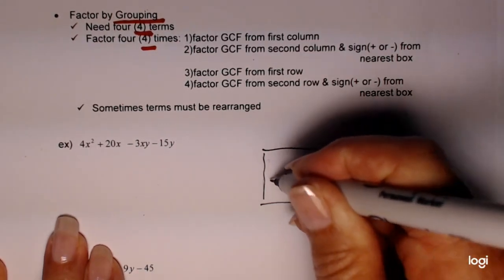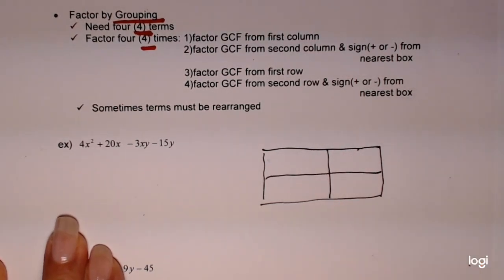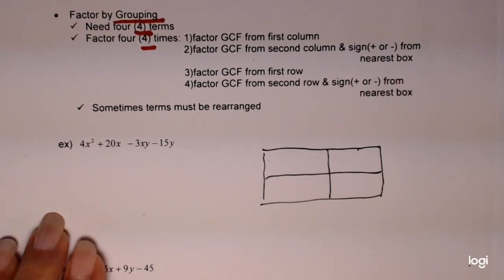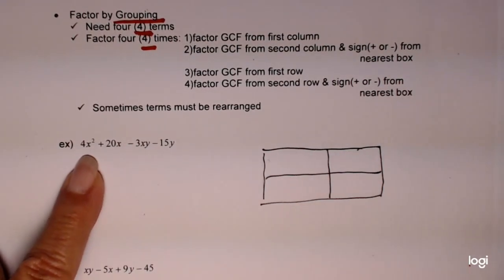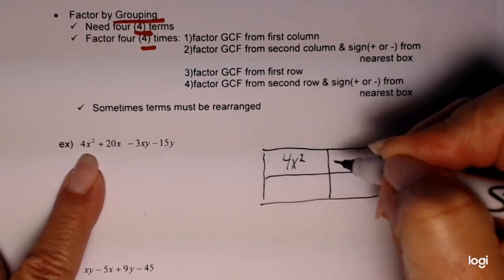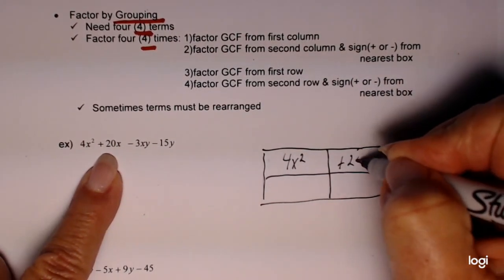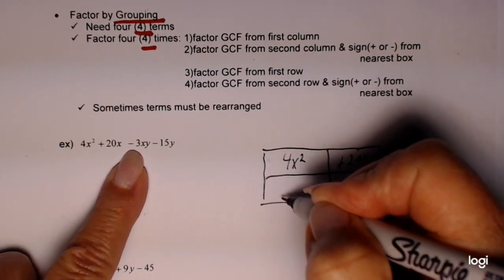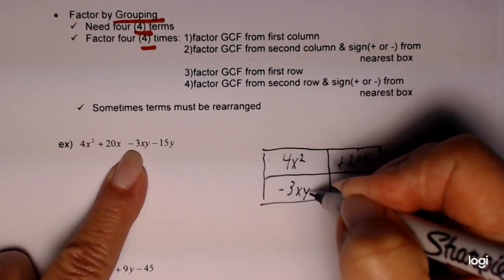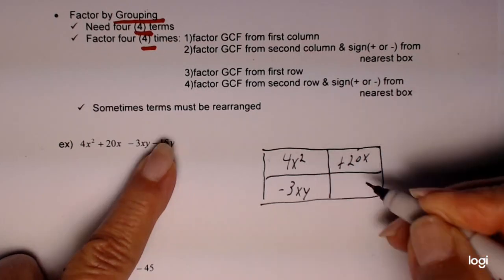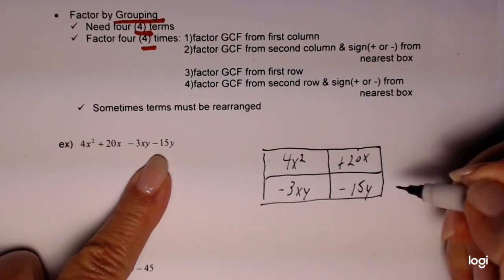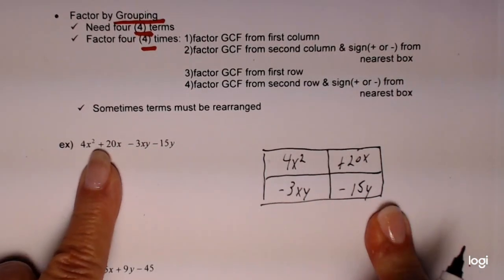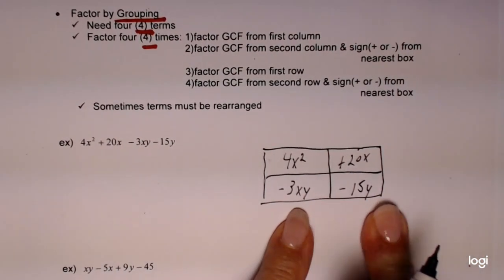And since we have 4 terms, we make a box that has 4 squares in it, 4 cells in it. And what we do is we take each of these in order and put them in our box here. So we have 4x squared, then we have plus 20x, then minus 3xy, and then finishing up, our last term goes in this box down here. We have minus 15y. So we take our 4 terms and put them inside the 4 boxes.